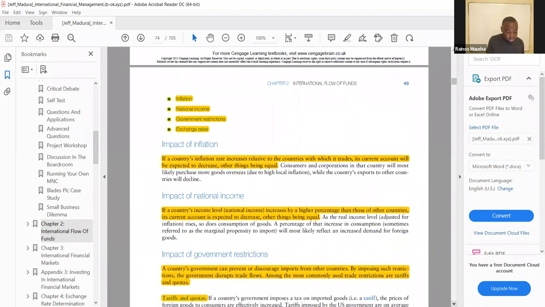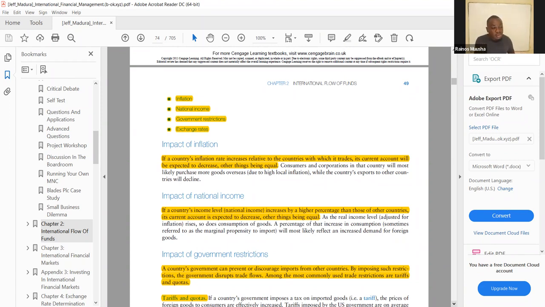Next factor is the impact of national income. Under national income, they say, if a country's income level increases by a higher percentage than those of other countries, its current account is expected to decrease, other things being equal. So if our income level increases, for example, people are earning more money and being paid more in salaries compared to other countries as well.